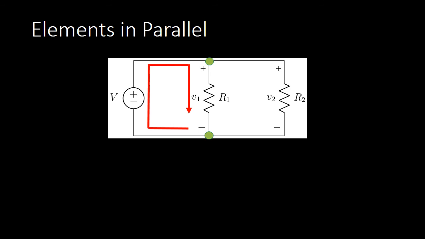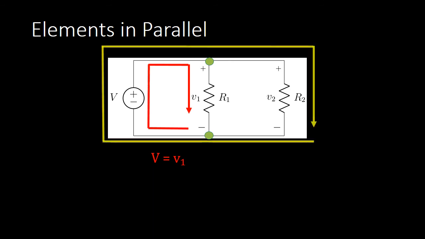If we look at the path that's marked in red, then we see that we can apply Kirchhoff's voltage law here. We have a rise of V volts and a drop of V1 volts as we go around the closed path. And this means that V is equal to V1. That's not the only path that we could follow. We could also follow the outer path. And there we would find that by following this path, we would have a rise of capital V volts on the left and a drop of V2 volts on the right. And that means that V is equal to V2.